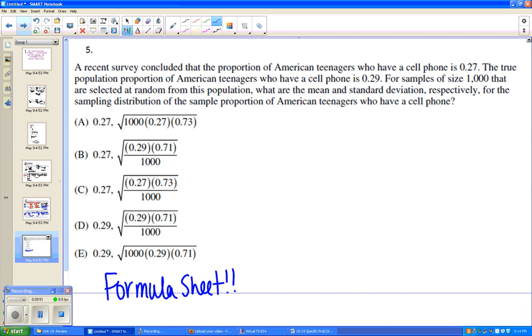So in this one, we're told a recent survey concluded the proportion, so we know we're talking about p, of American teenagers who have a cell phone is 27%. The population proportion is 29. So we have population proportion is 29. The sample proportion is 27. For samples of size 1,000 selected, what are the mean and standard deviation for the sampling distribution of the proportion?